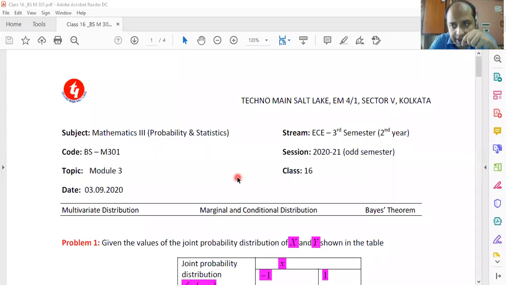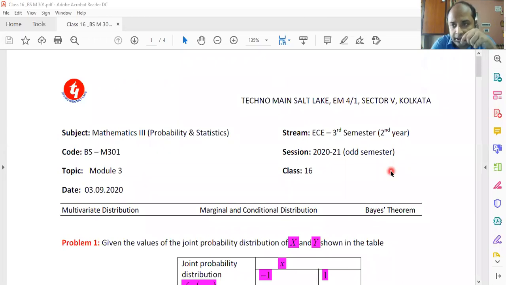Module 3, as you can see the name, is under the wings of multivariate distribution. Today I'm going to discuss marginal and conditional distribution with respect to certain problems for a discrete pair of random variables, as well as for bivariate random variables. I'm going to discuss the Bayes theorem.